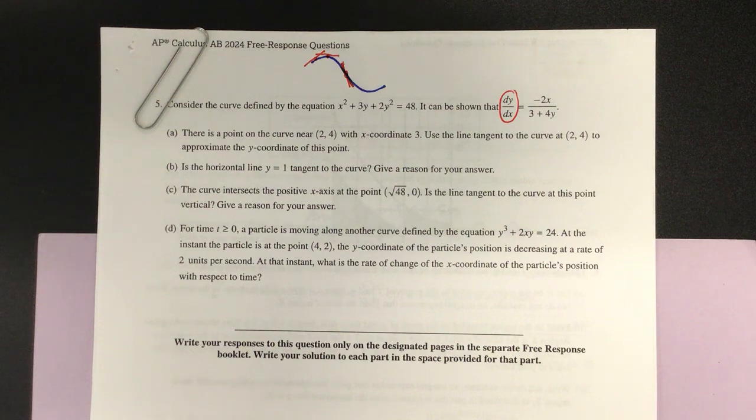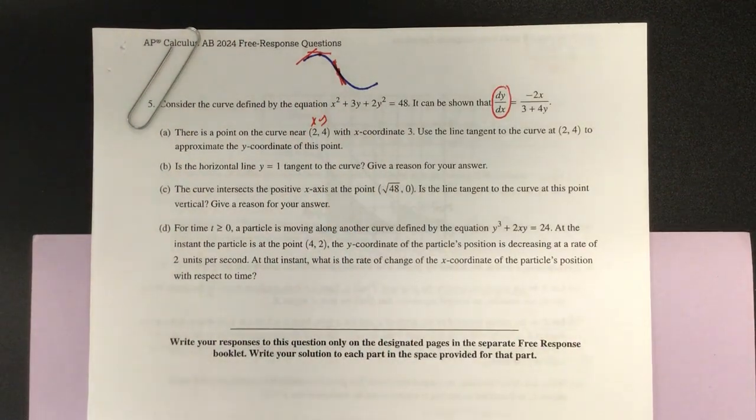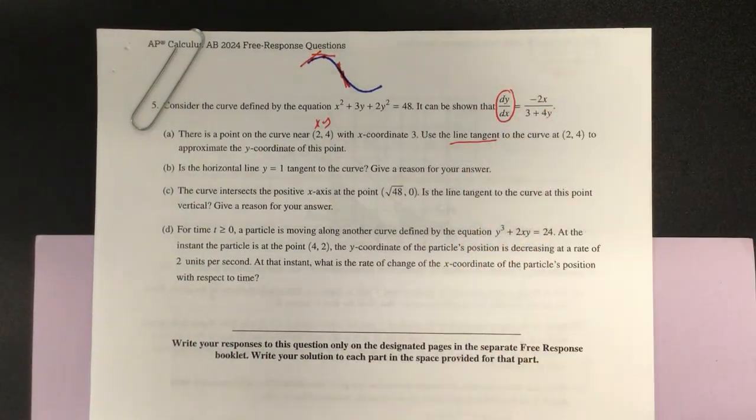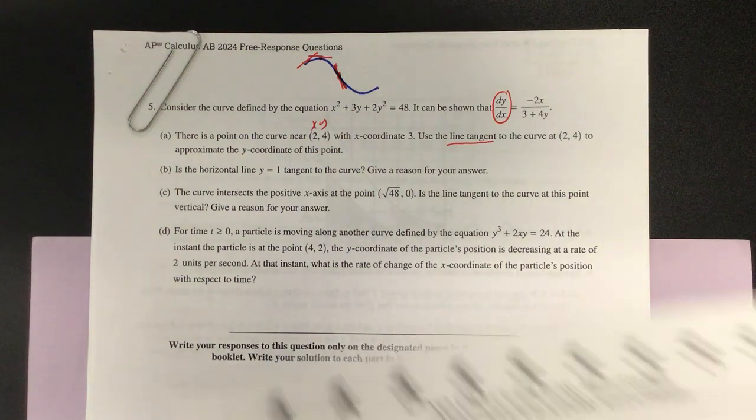Okay, so with that said, part A says, find a point near (2, 4). So (2, 4) is going to be (x, y) with the x coordinate of 3, and use a tangent line. So we have to first find the tangent line. To find the tangent line, you know how our equation is y minus y1 is equal to the slope times x minus x1, correct? So the only thing I'm missing is my slope. So I need to plug in (2, 4) in here to find the slope. So let's go ahead and do that.